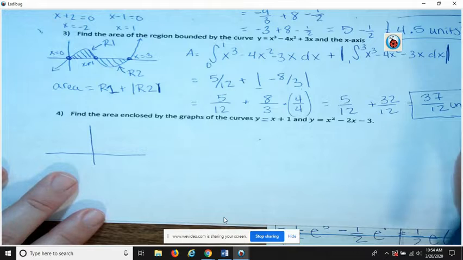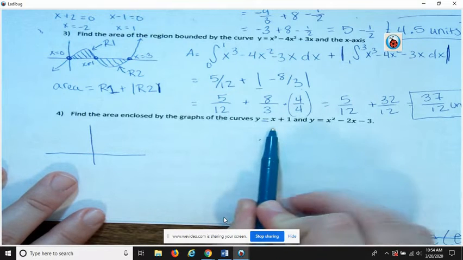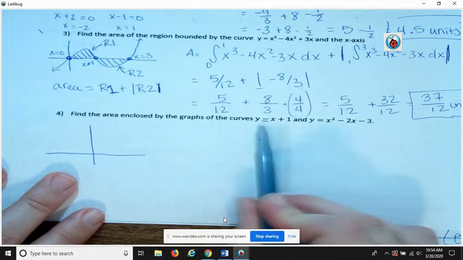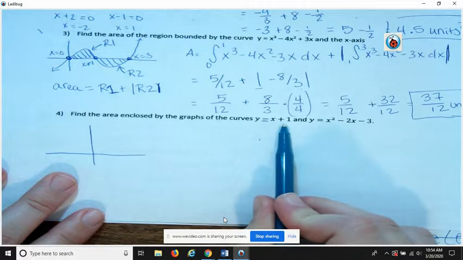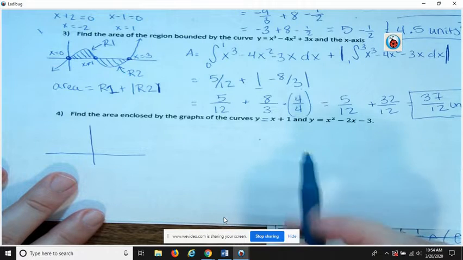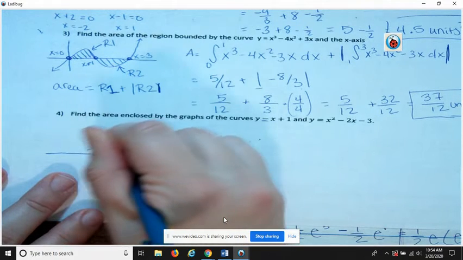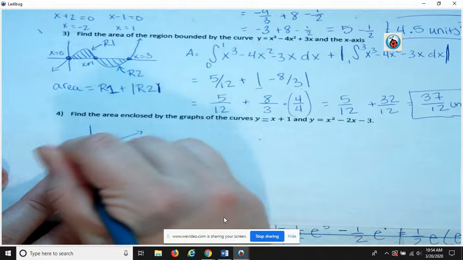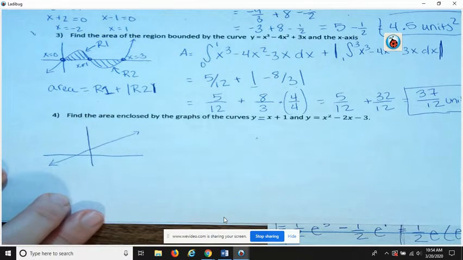Don't forget your unit. We're looking for the area enclosed by the graphs of these two curves. This is a line for that problem, with a slope of 1 and a y-intercept of 1, so it should intersect the y-axis at 1. It should go up.